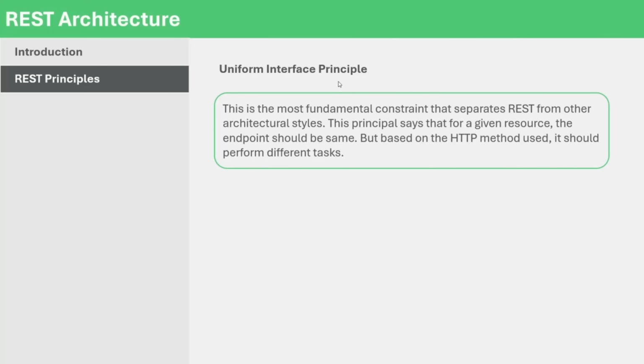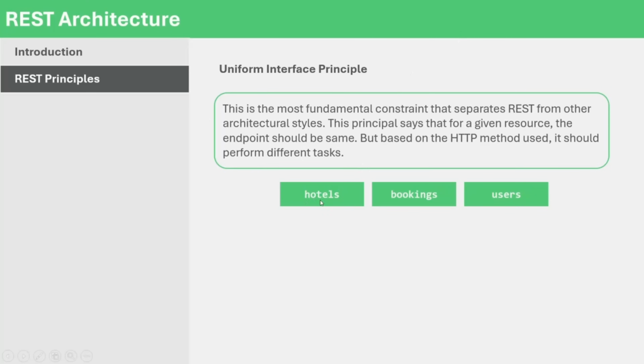Now, a resource can be anything on which we want to perform CRUD operations. For example, hotels can be a resource, bookings can be a resource, users can be a resource, products can be a resource, etc. So on each of these resources, we can perform CRUD operations. In simple terms, we can say that a resource is something which stores some information. Also, if you notice, the resource name is always plural, and this is by convention.